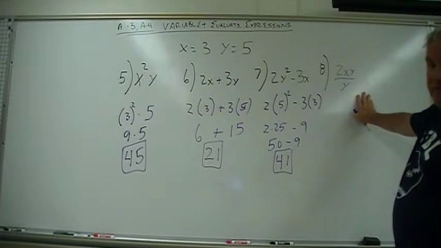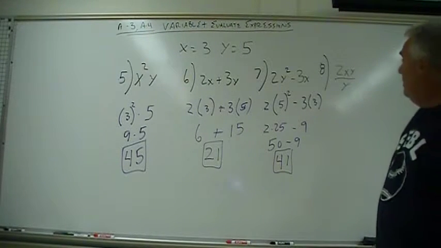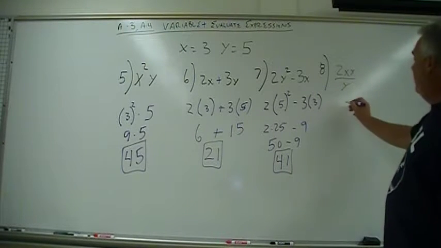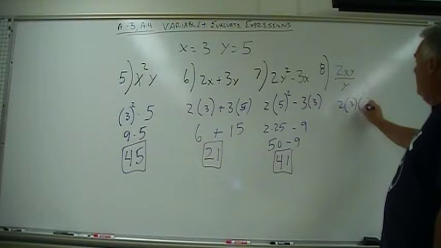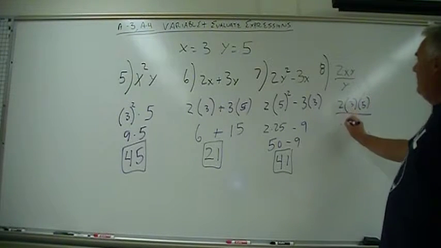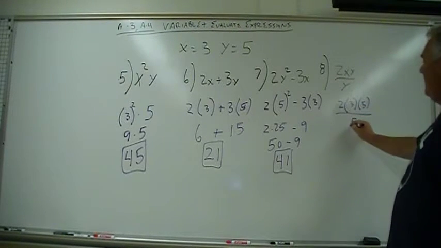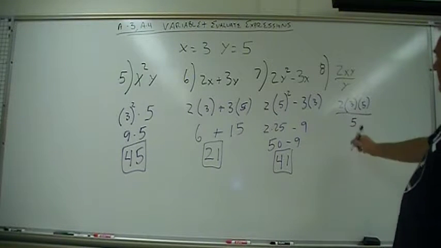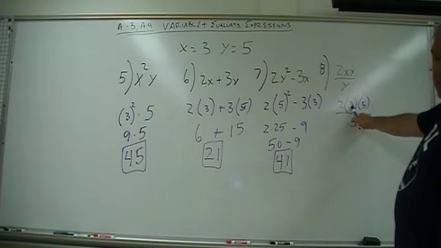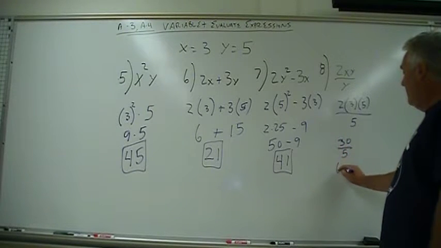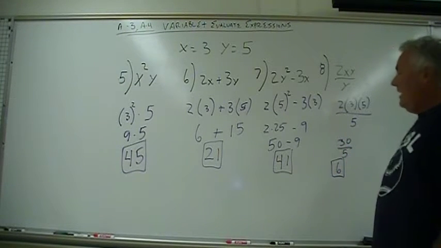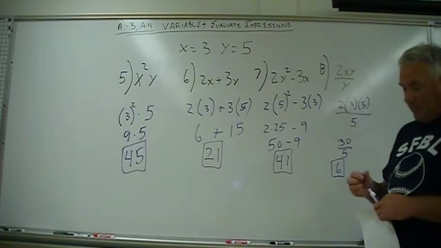It involves a little division here. 2xy over y. So 2 times 3 times 5 all over y, which is 5. 2 times 3 is 6. 6 times 5 is 30. And we get 6. Okay?